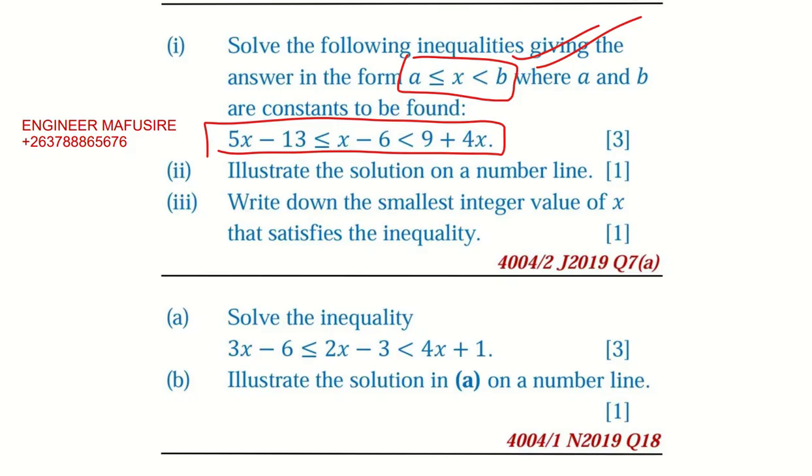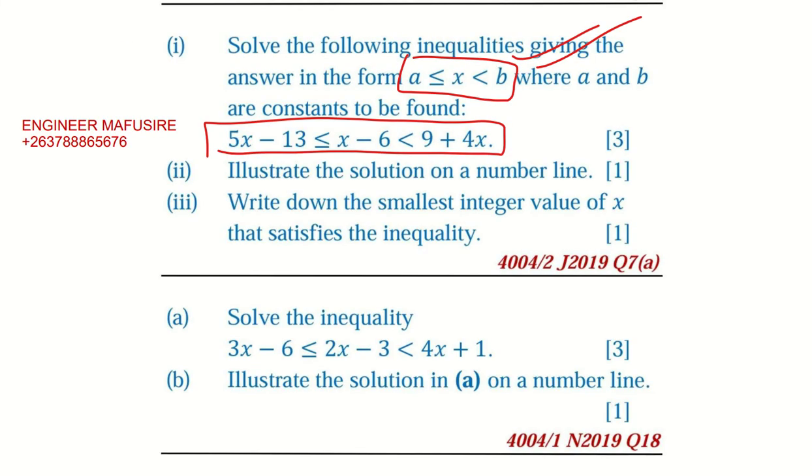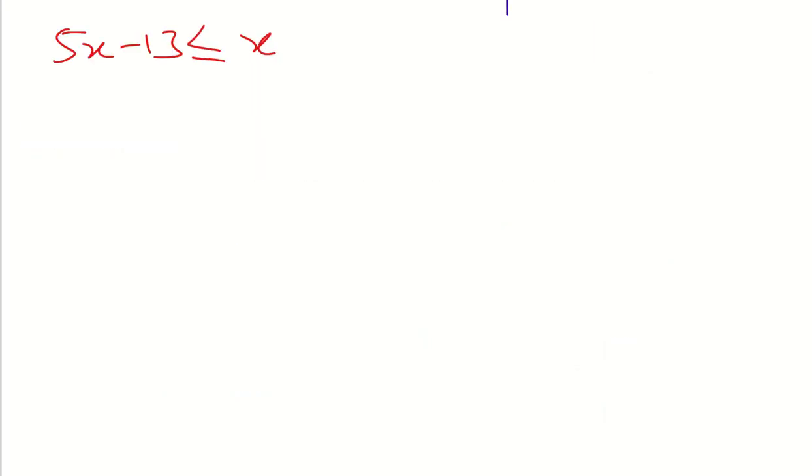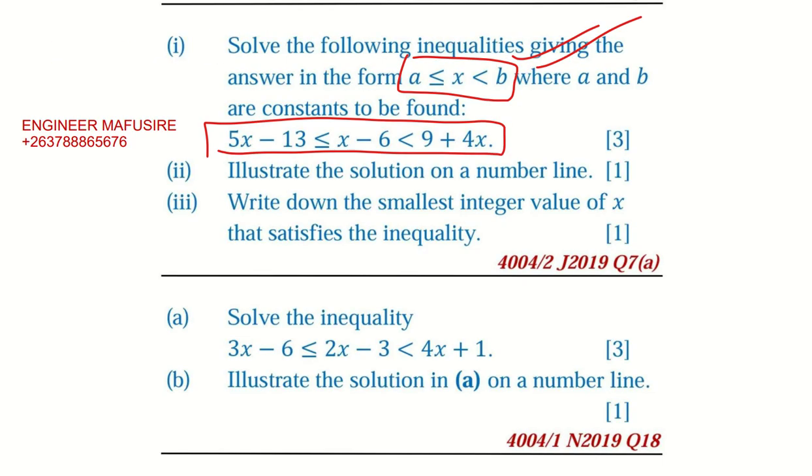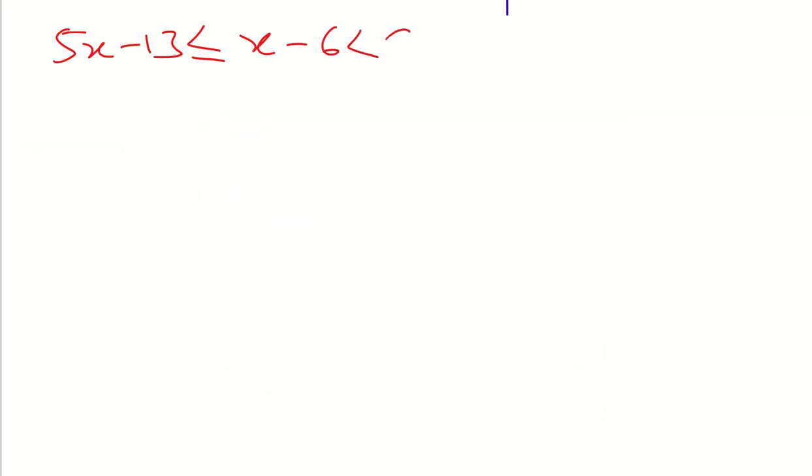So we have 5x minus 13 less than or equal to x minus 6, less than 9 plus 4x.